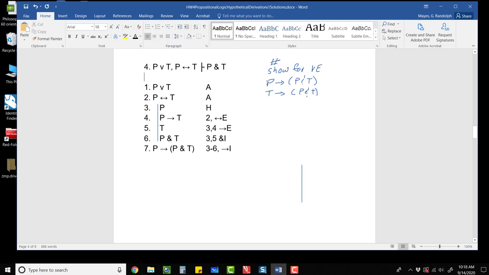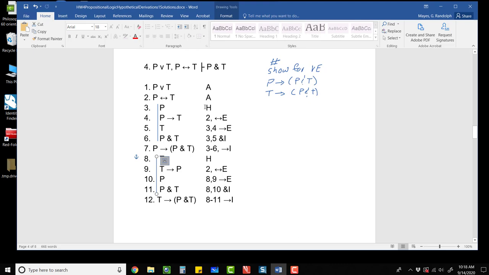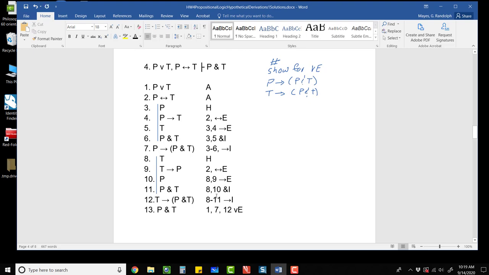Okay, so you've completed the first leg of your project, and now you just have to do it again. And it's going to look exactly the same, except now you're going to hypothesize T. So the rest of this proof just looks like this. So 8 through 12 is just the if T, then P and T version of the previous set of inferences. And now you've got your two conditionals, the conditionals that you need in order to use disjunction elimination.